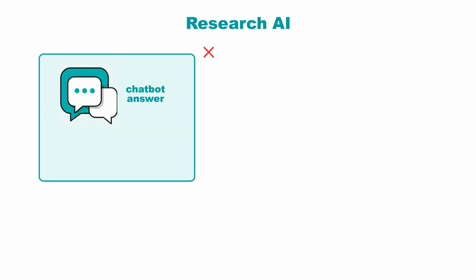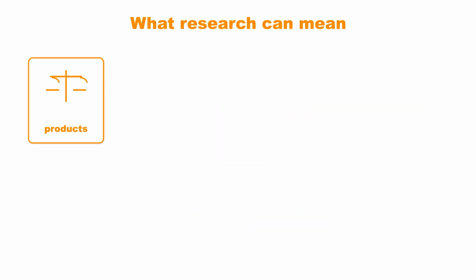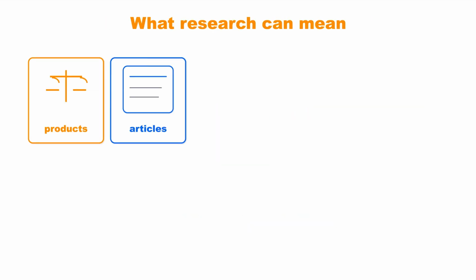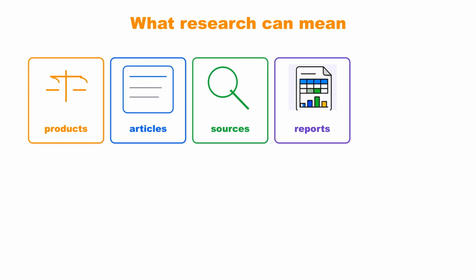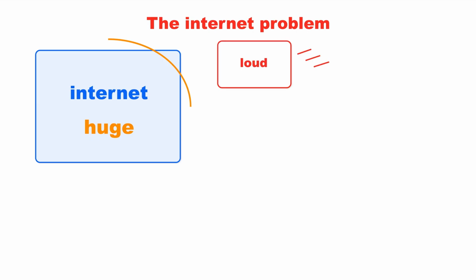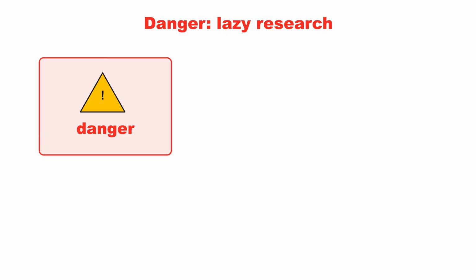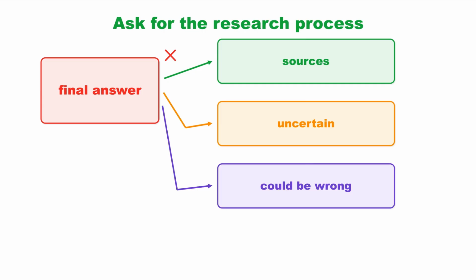Research and search. Research AI is not just asking a chatbot for an answer. It is using AI to find, compare, and understand information. That could mean comparing products, summarizing articles, checking sources, explaining reports, or testing a claim. This is useful because the internet is huge, loud, and full of confident nonsense wearing a serious hat. But research is dangerous if you are lazy. Search results can be outdated, websites can be biased, and AI can still sound certain while being wrong. So do not only ask for the final answer, ask for sources. Ask what is uncertain. Ask what could be wrong.